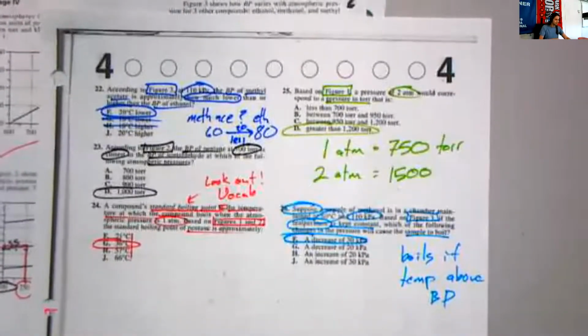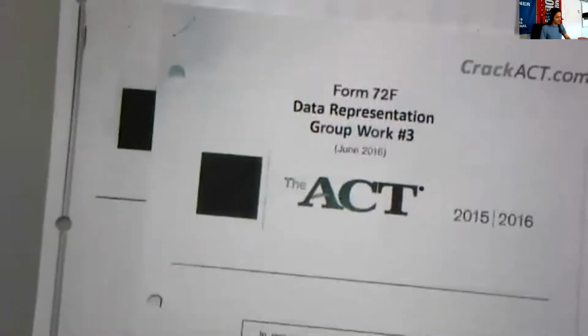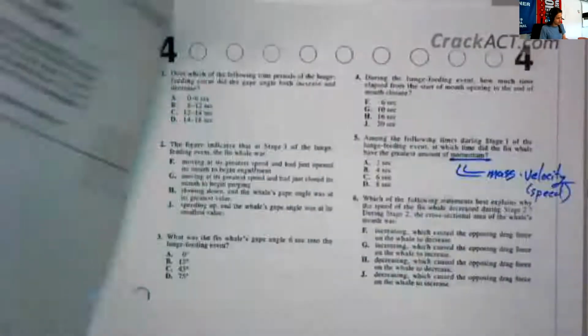You got a key online. You got two more passages to do for homework. Data representation group work number 3. I've got a couple questions I want to mention.